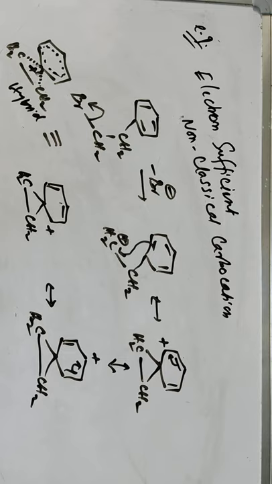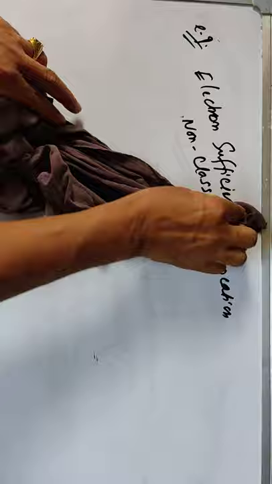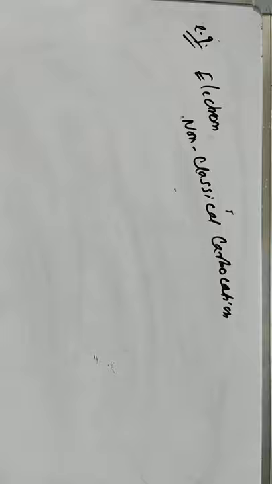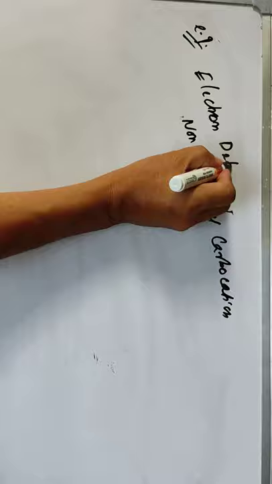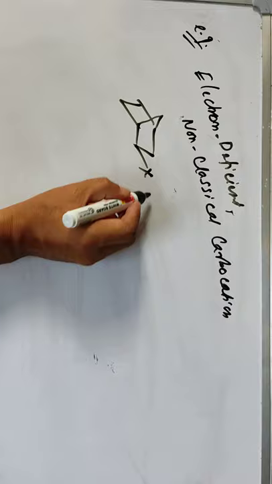Now let's have examples of electron deficient non-classical carbocation. For example, many examples we can have here also. I'll give two examples of electron deficient non-classical carbocation. An example like this norbornadiene. Let's have the leaving group. After it leaves, it gives you a carbocation.